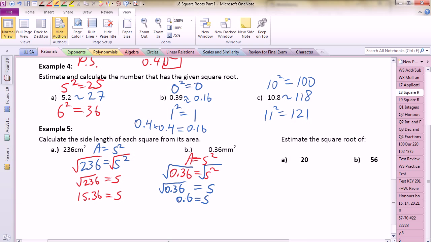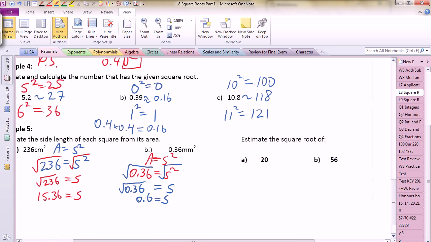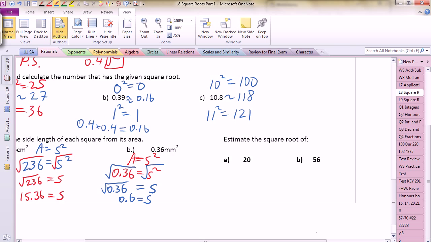Almost done here. Push it through. Estimate square root of 20. What's a perfect square? We need to go above and below. What's the perfect square below 20? 16. And we know that's 4 squared. So the perfect square above has to be 5 squared, which is 25.